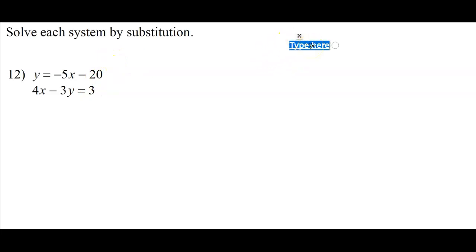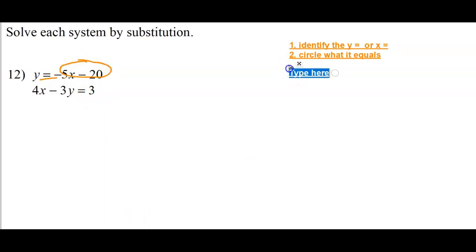So the first step is to identify the y equals, or x equals. Next thing you want to do is you want to circle what it equals. Now, you don't actually have to do this step. I just do this for teaching purposes, but I find it helpful if you're a visual person. So here's my y equals. Here's what it equals. And that takes us on to step 3. We're going to plug what I circled in to the other equation.